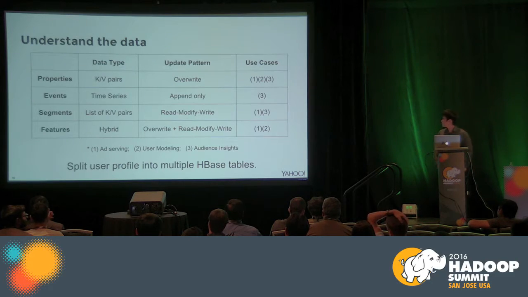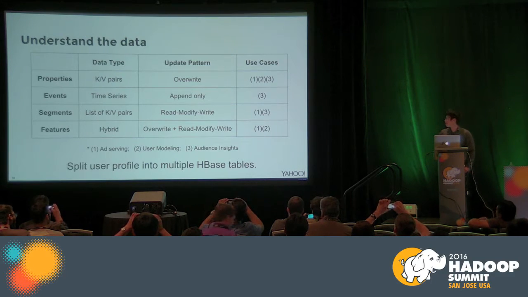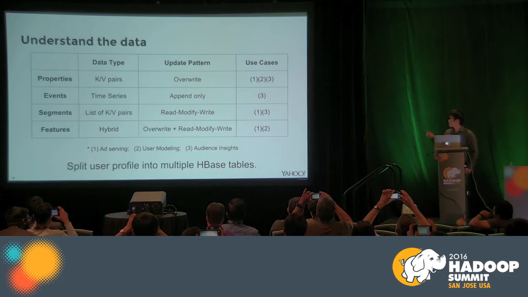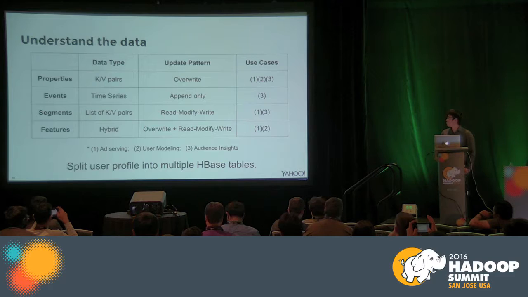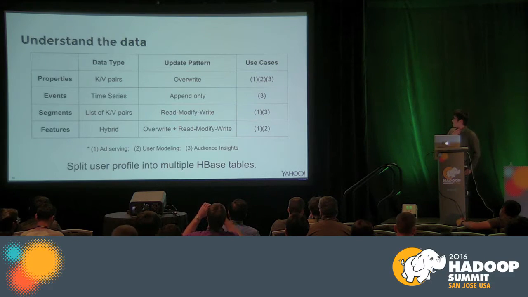So to find out the suitable schema for the user profile, first we have to understand our data very well. As Kai mentioned in previous slides, user profile can be divided into 4 parts: the properties, the events, the segments, and the features.